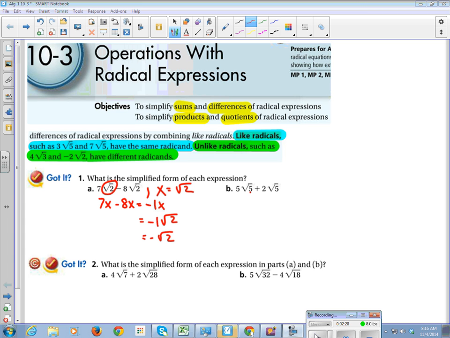So here, if I have 5 root 5's plus 2 root 5's, how many root 5's does that leave for us? 5 plus 2. So when I have like radicals, I can add or subtract them from each other. The radical stays. It's like an x. It's like a variable.